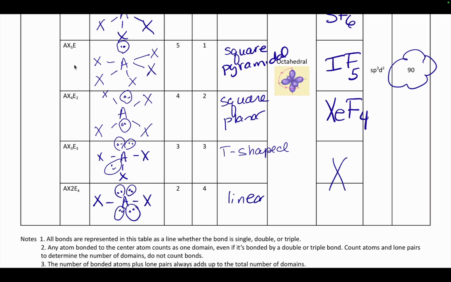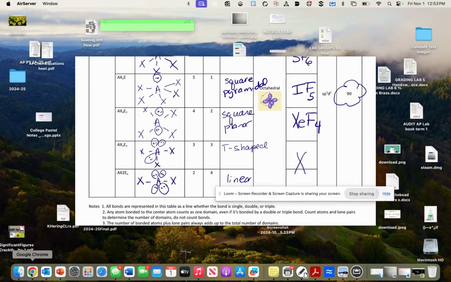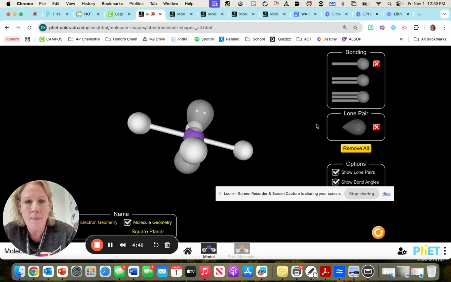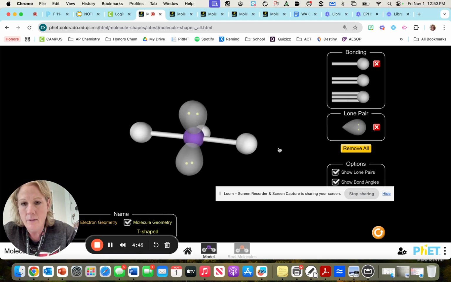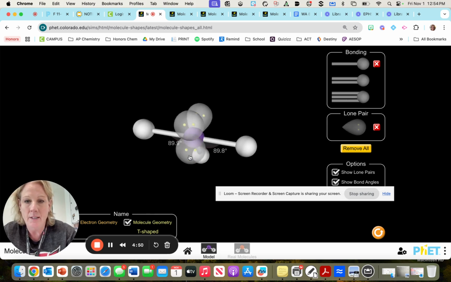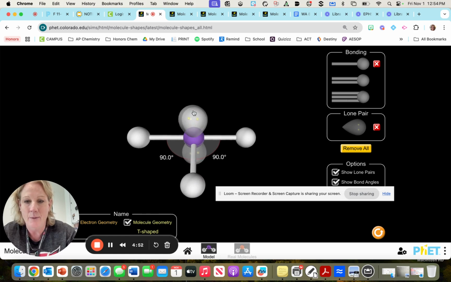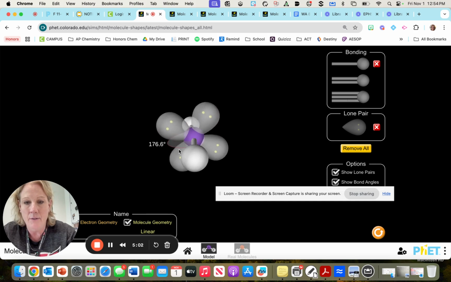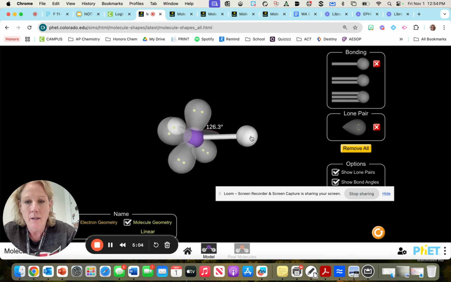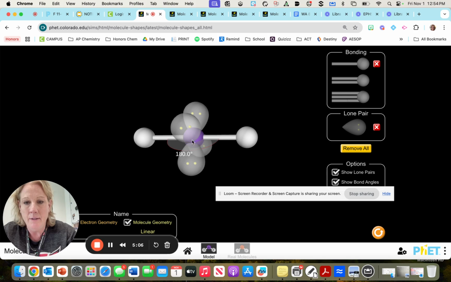But let me show you on the PhET. It's pretty cool. So the first one I'm going to do is the T shape, which is going to have 3 bonds. And then it's going to have 3 lone pairs. So you can see, like if you put it like that, you can see why it's called a T shape. And then the linear, we're going to take off another bond and put in another lone pair. And you can see how all of those lone pairs are repelling around the central atom, and then it ends up being all in line, which is linear.